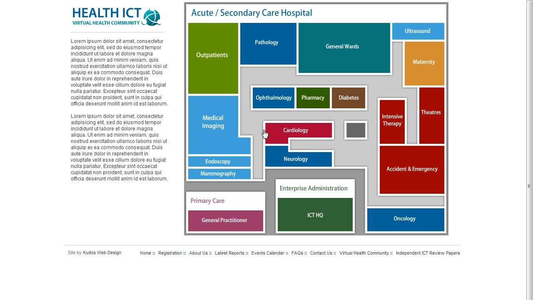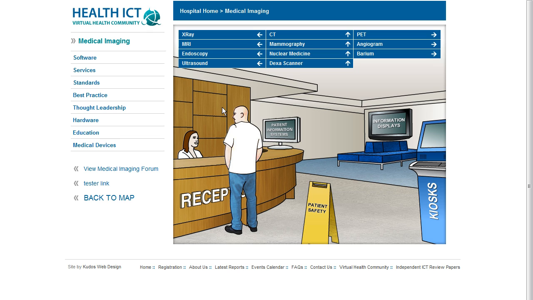To access the content, simply click on the department that you're interested in, and so in this case we'll take medical imaging. And the first thing that you'll see here on the left-hand side is the major categories that are available for the medical imaging department. So we have software, services, standards, best practice, thought leadership, hardware, education, and medical devices.